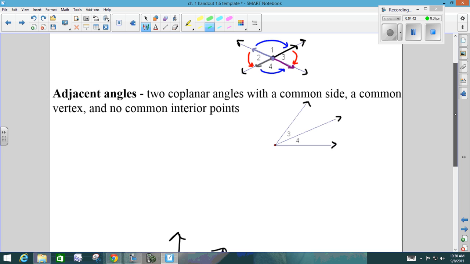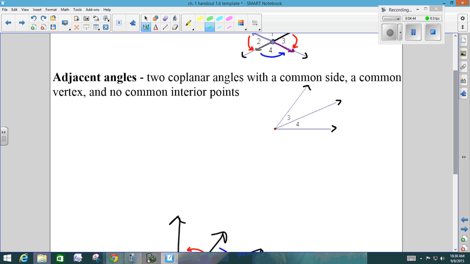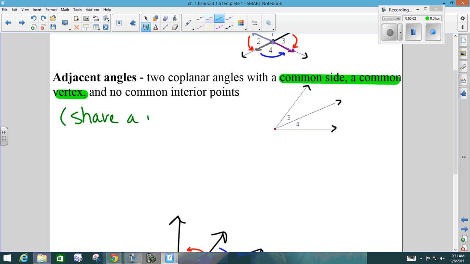The other pair of angles that are new to us are called adjacent angles. These are 2 coplanar angles, meaning they're on the same plane, with a common side, a common vertex, and no common interior points. Common side and common vertex is a different way of saying that they share a ray. An angle is formed by a vertex and a side. That's one whole ray. So instead of saying share a vertex and a side, we can just say they share a whole ray.